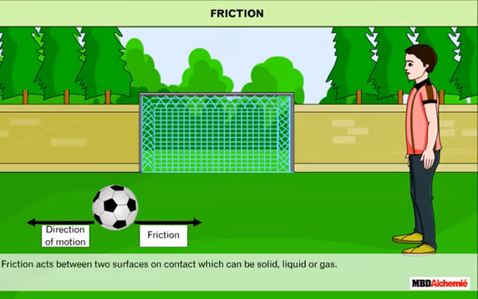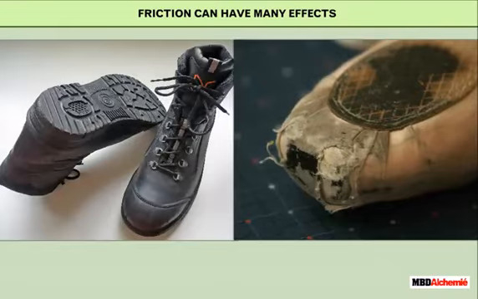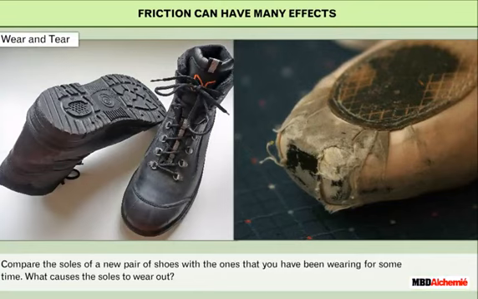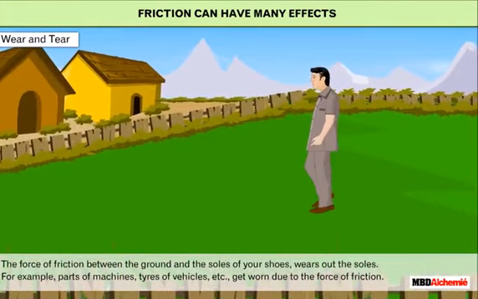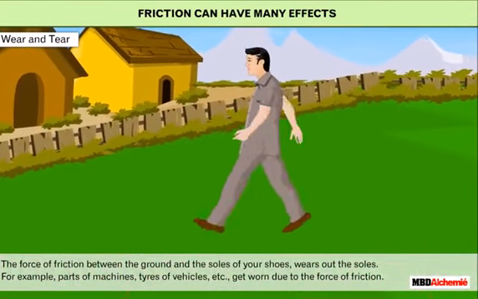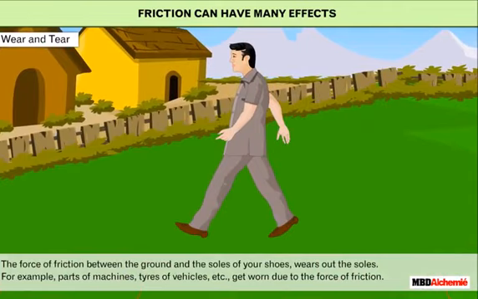Friction acts between two surfaces on contact, which can be solid, liquid, or gas. Friction can have many effects. Wear and tear. Compare the soles of a new pair of shoes with the ones that you have been wearing for some time. What causes the soles to wear out? The force of friction between the ground and the soles of your shoes wears out the soles.